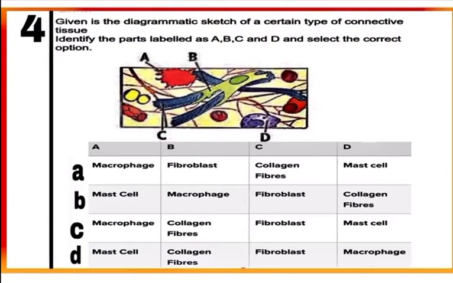Question 4. Given is the diagrammatic sketch of a certain type of connective tissue. Identify the parts labeled as A, B, C and D and select the correct option. The given figure is of areolar tissue where A is macrophage, B fibroblast, C collagen fibers and D mast cells. So here the correct match is option A, mark A.